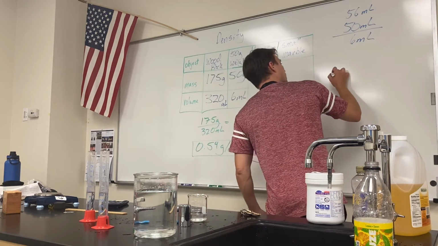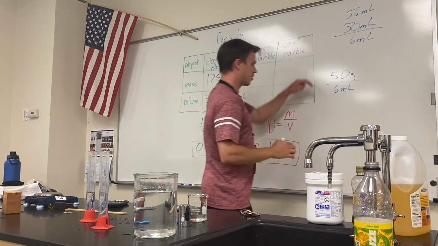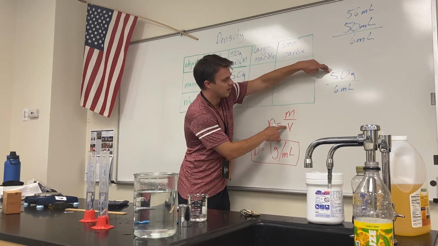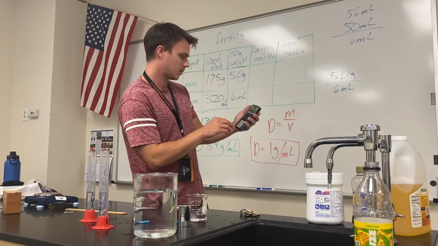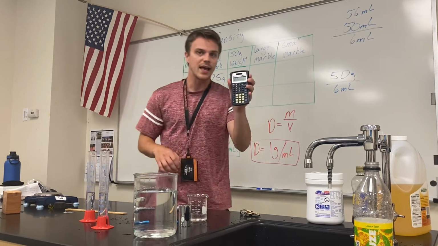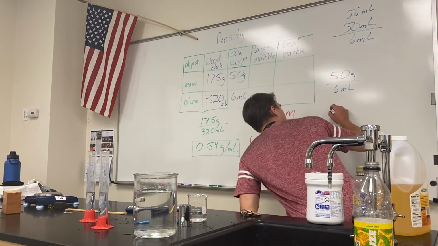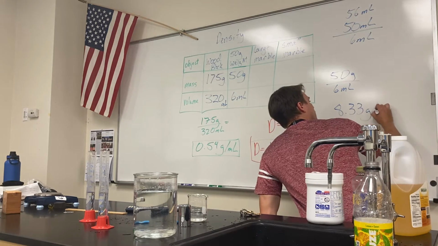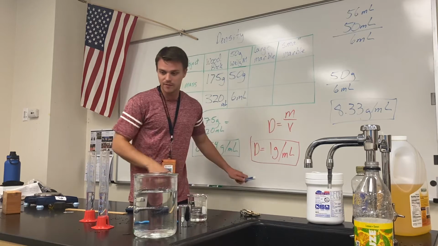So I'm just going to do 50 grams divided by 6 milliliters because we're going to do mass on top, and the bottom is volume. And I'll plug that in the calculator. 50 divided by 6 equals 8.3 repeated. So we'll just say that's going to be 8.33 grams per milliliter. Now, that is the density of the brass.